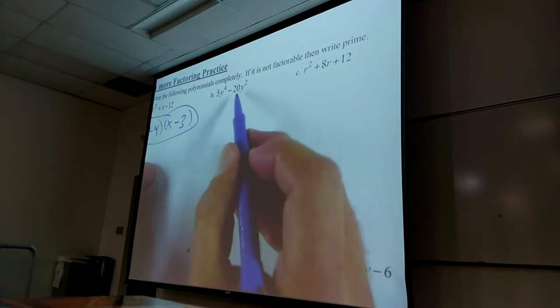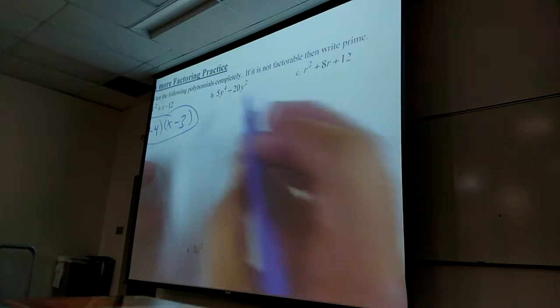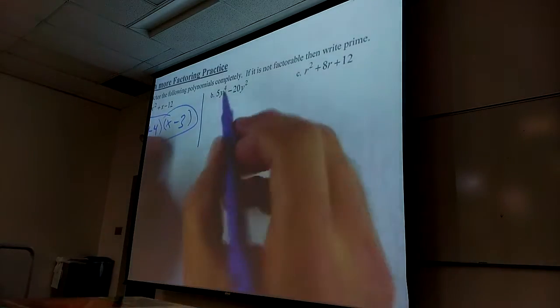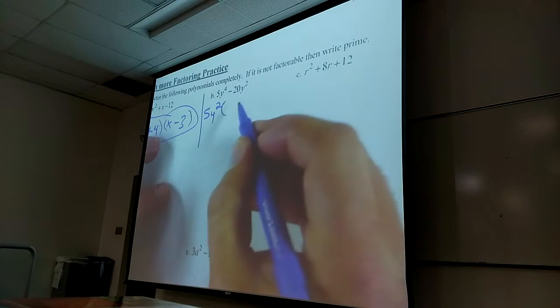Now this guy, it's going to save you guys so many times. GCF. Check for GCF first. Sometimes that's the only thing you can do, and sometimes it gets it started. So what comes out above? 5y squared. 2. And what's left?